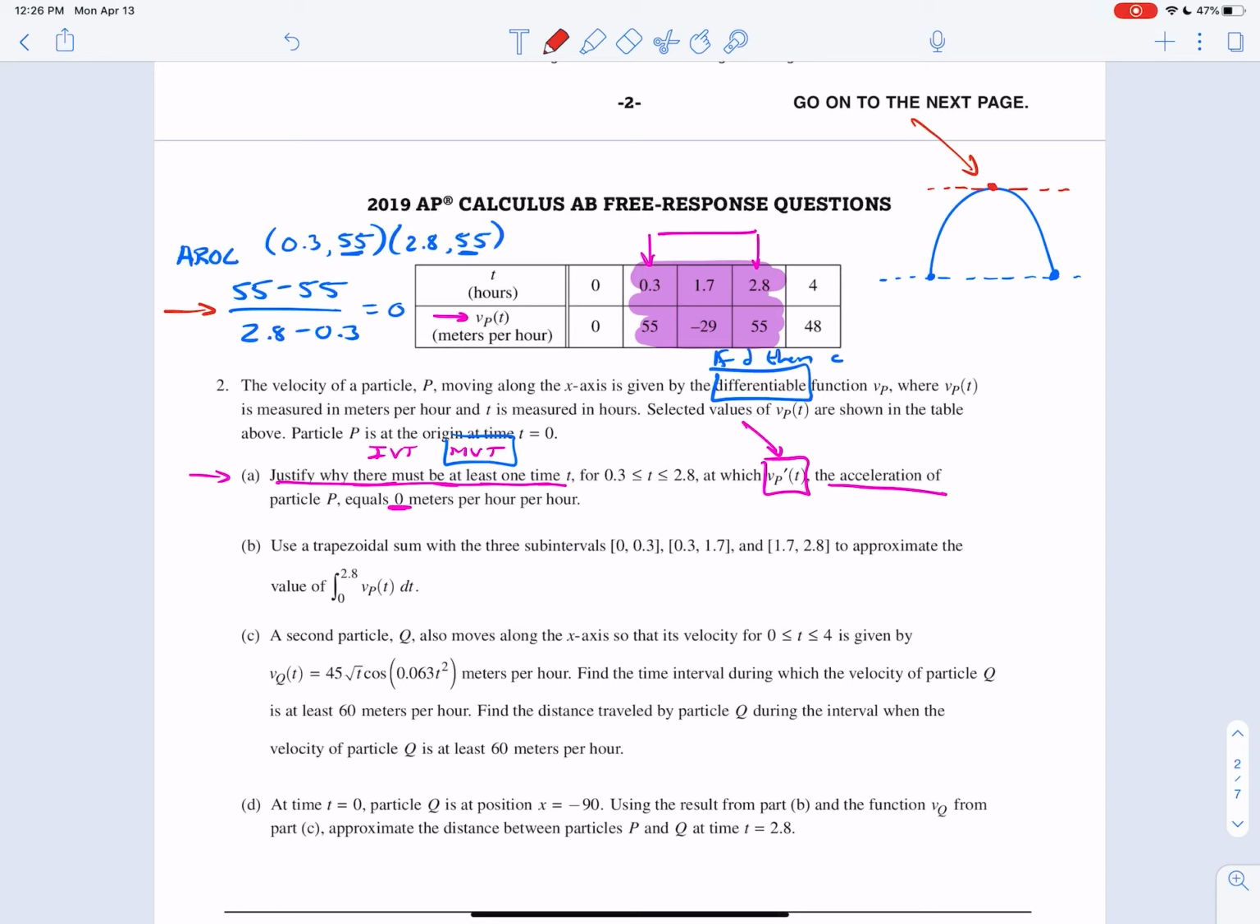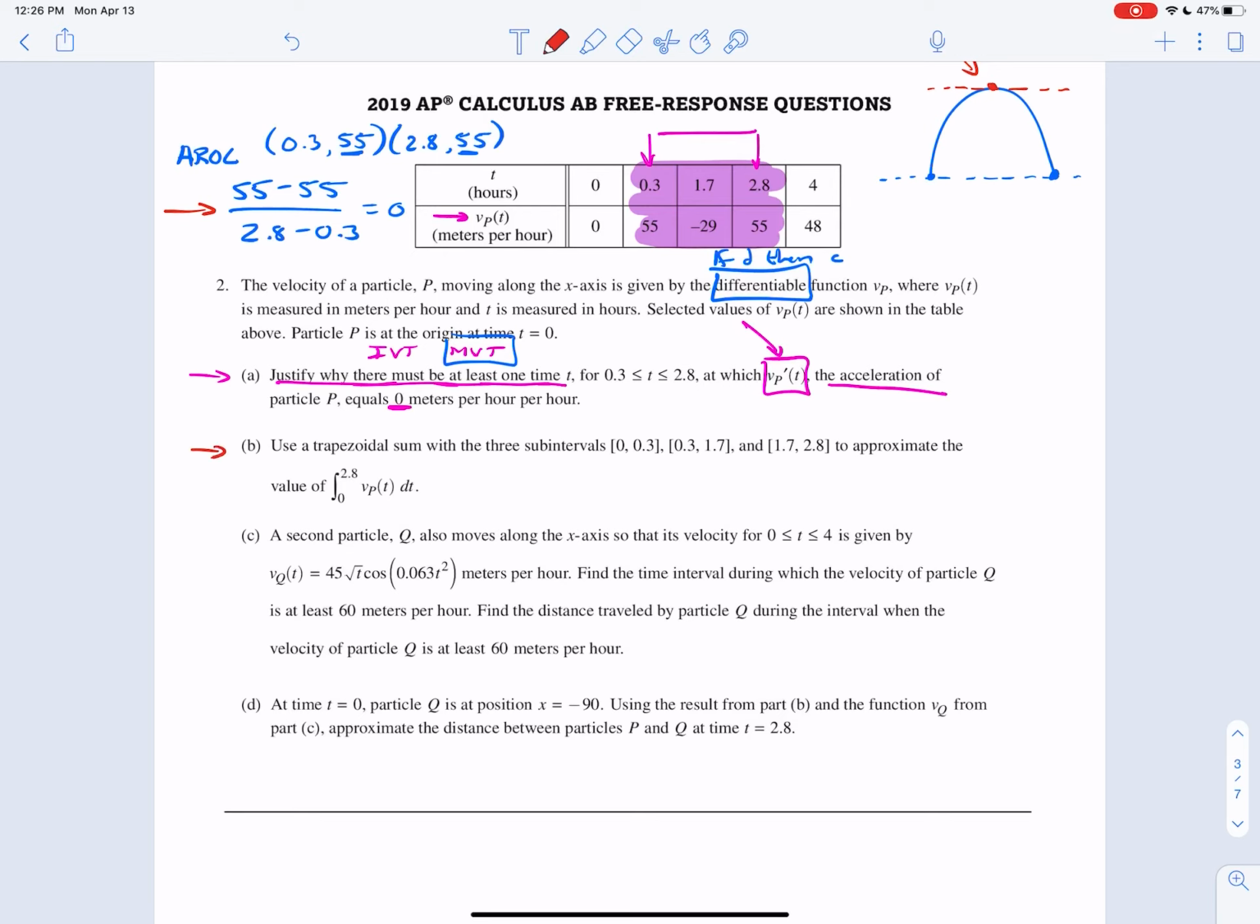Okay, part B. They want us to use a trapezoidal sum using the intervals 0 to 0.3, 0.3 to 1.7, and 1.7 to 2.8. Notice how they didn't go all the way through the entire table. Very tricky. Now here they're just asking for the integral and not the average. So watch out for that, okay?